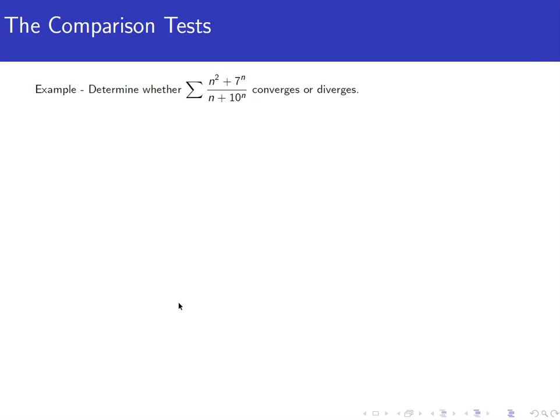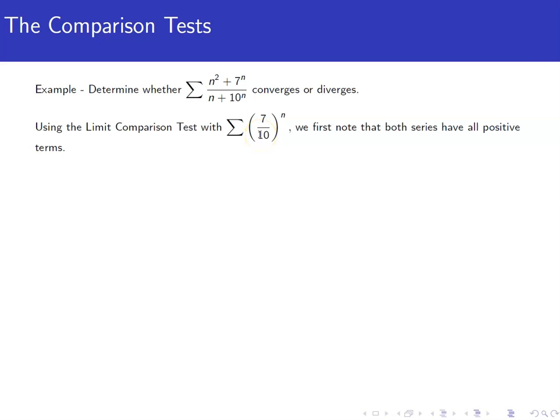Let's look at the series n squared plus 7 to the n over n plus 10 to the n and determine whether or not it converges or diverges. So again, to figure out what to compare it to, we're probably going to compare it to a p-series or a geometric series, because those are the ones that we know the convergence or divergence of just by looking at them. Well, here we're looking at n squared plus 7 to the n on top. Well, 7 to the n goes to infinity faster than n squared does. 7 to the n is going to dominate. Similarly, in the bottom, 10 to the n is going to dominate.